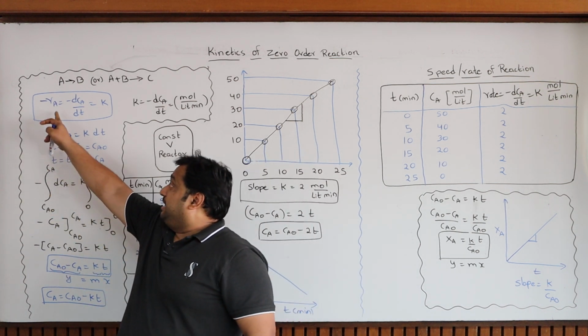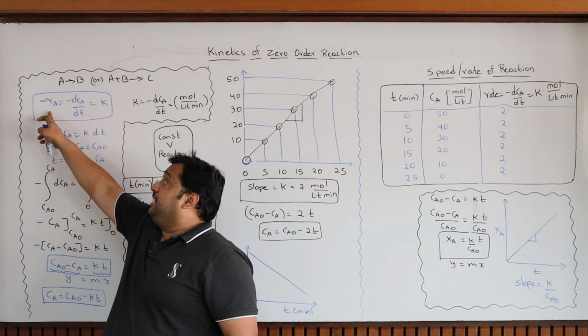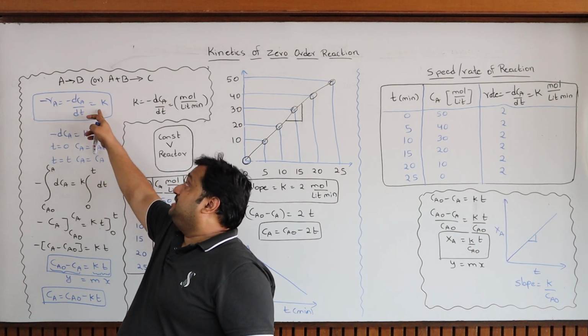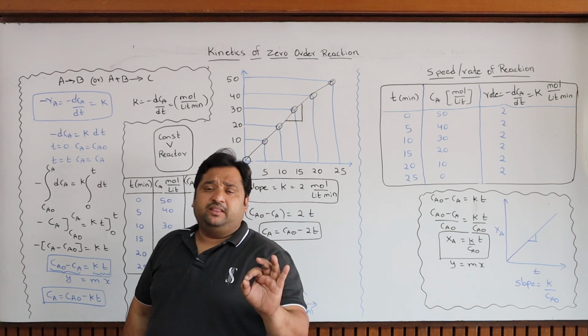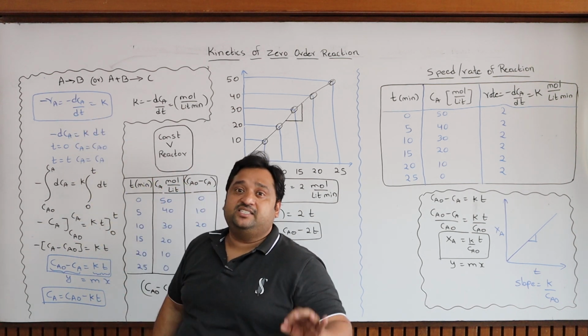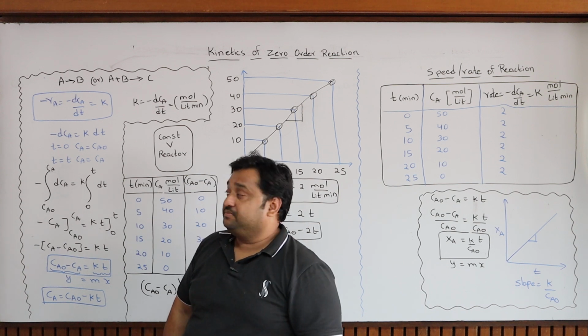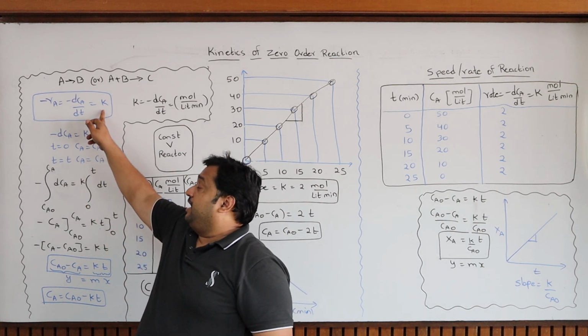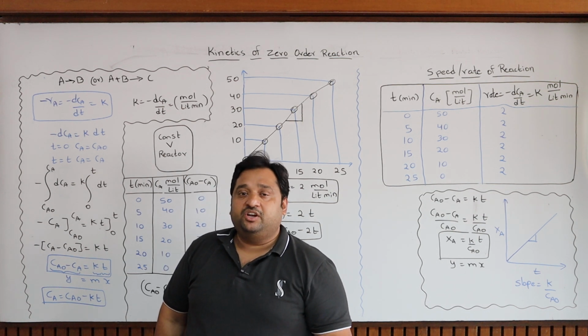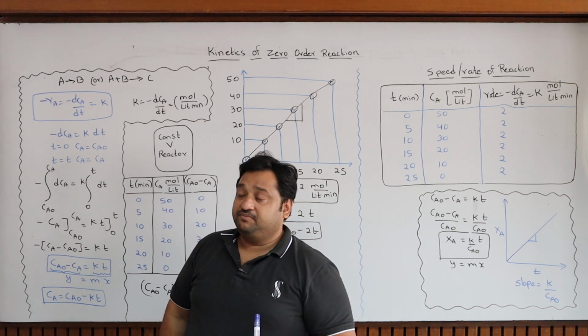That means the rate of reaction, that is the rate of disappearance of A, which is minus dCA by dt, is equal to K. It is simply that the speed of a reaction is nothing but K. K is the 0 order rate constant. That means if you know K, you know the speed of the reaction. If you know the speed of the reaction, you can design any reactor.